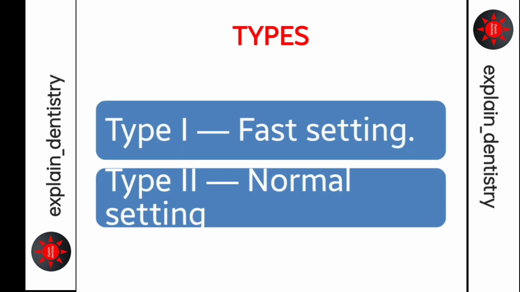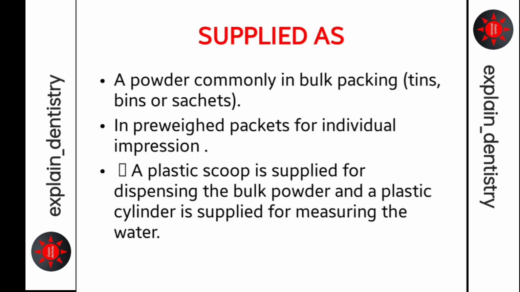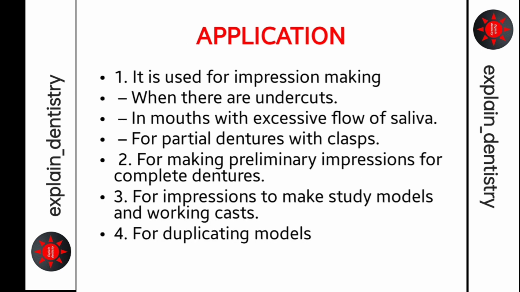Types. Alginate is of two types, type 1 and type 2. Type 1 is fast setting and type 2 is normal setting. Supplied as: alginate is supplied in powder form. It is bulk packed in tins, bins or sachets. It is pre-weighed. A plastic scoop and a plastic cylinder are used for measurement of the powder and the water.